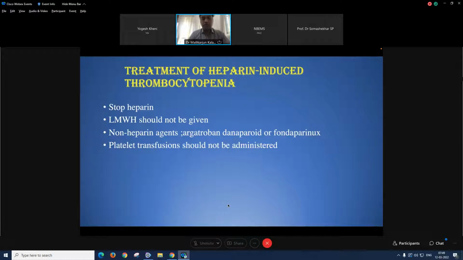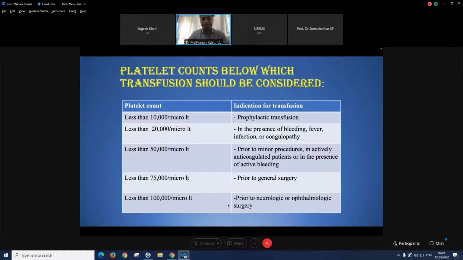And how do we deal with it? We must stop exposure of the patient to all forms of heparin, both unfractionated and low molecular weight heparin. And we will have to use non-heparin agents like argatroban, danaparoid, and fondaparinux, which is easily available in our country. Platelet transfusions must be avoided.